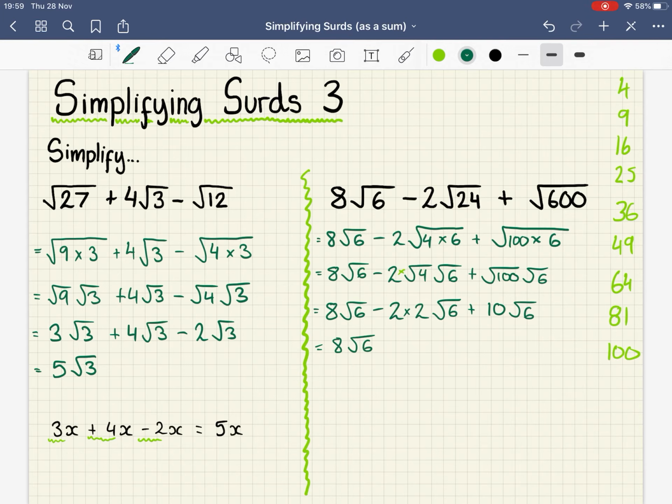So just neatening that up quickly, I've now got 8 root 6. 2 times 2 is going to give me that 4. The rest is the same. And then same idea, I want to look at all my numbers at the front here. So 8 take away 4 is going to give me 4, plus 10 is 14. So I've now got 14 root 6.